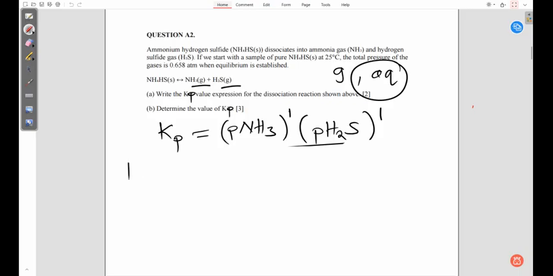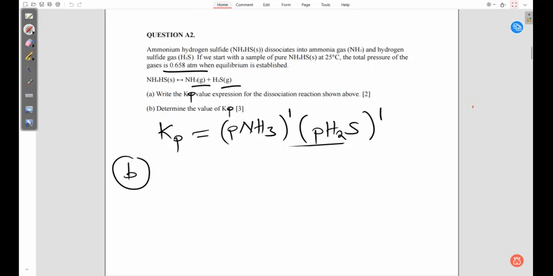Now for B, we are told to determine the value of Kp. So we now need to determine the value of Kp. Now what are we told? We are told in the question that the total pressure of the gases is 0.658 when equilibrium is established. So we are told that at equilibrium, the established pressure was 0.658 atm.